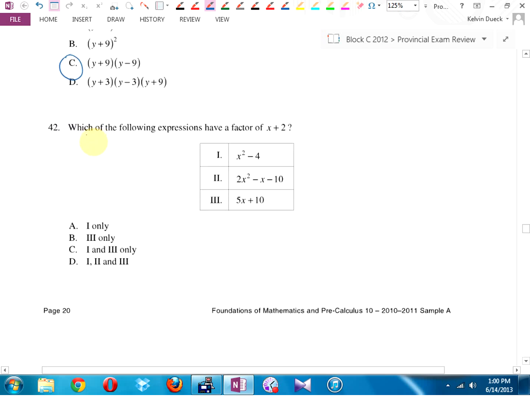Number 42. Which of the following expressions has a factor of x plus 2? I guess we're going to have to factor each one of these, although I think we can do some of these in our heads. I'm going to do the easiest one first, the third one. Because how am I going to factor that third one? Factor out a 5. This is going to be 5 bracket x plus 2. A is wrong.